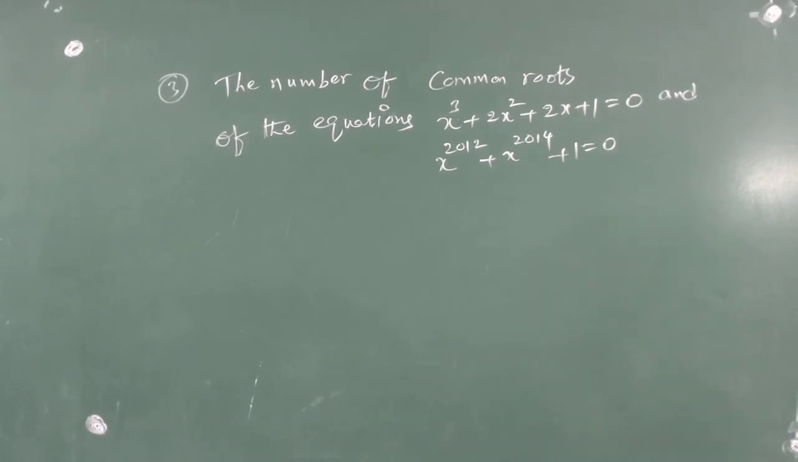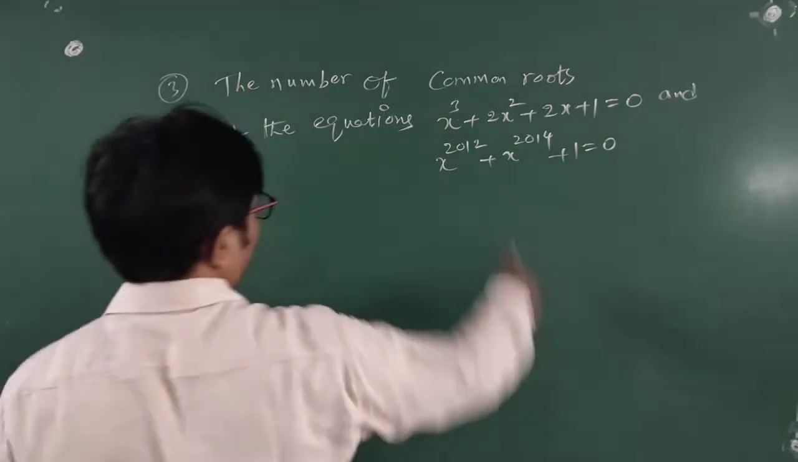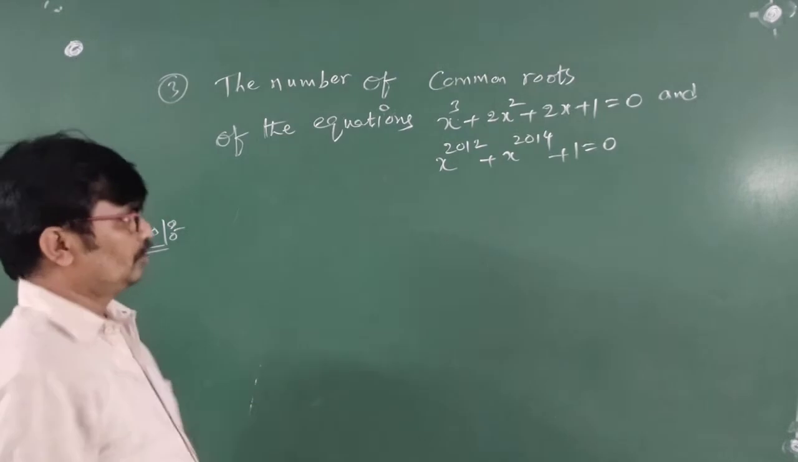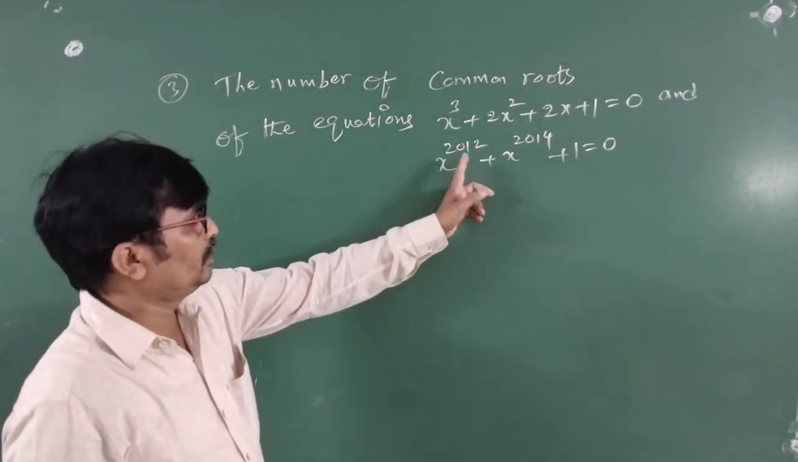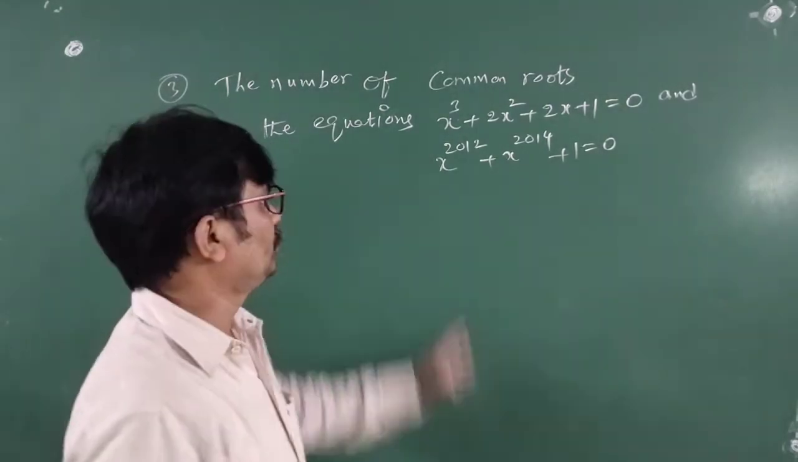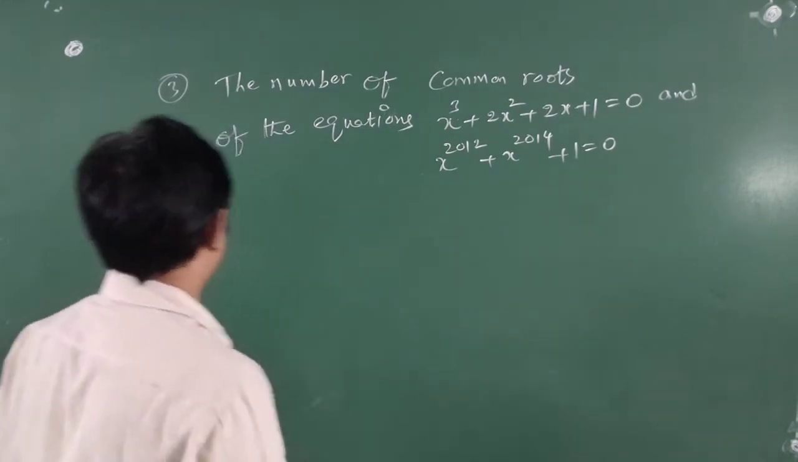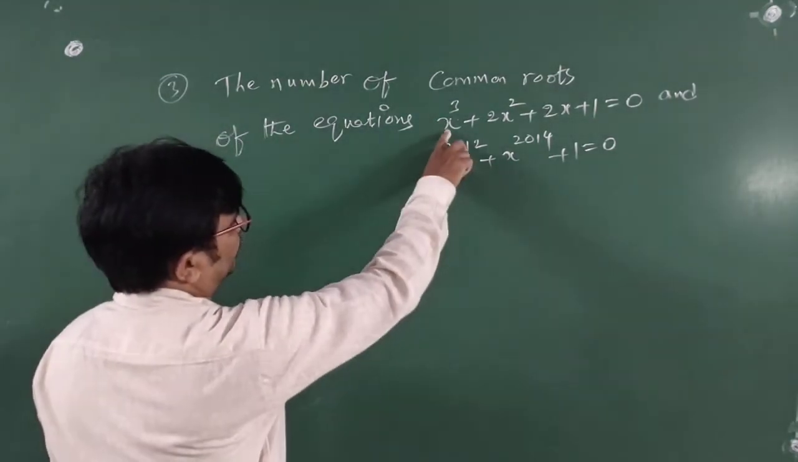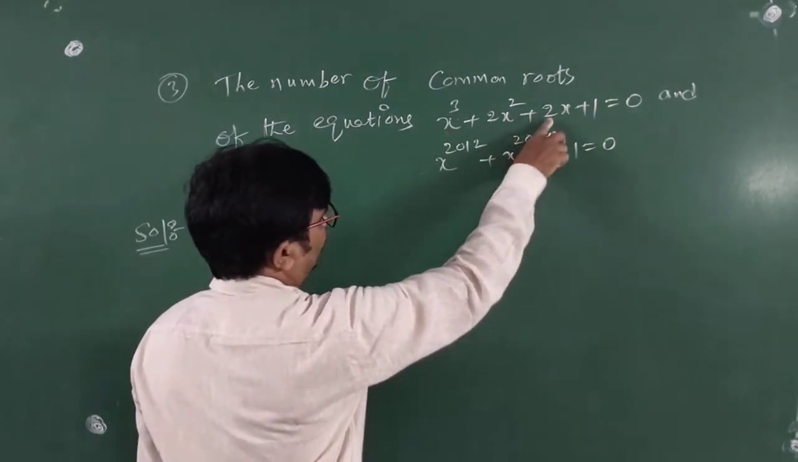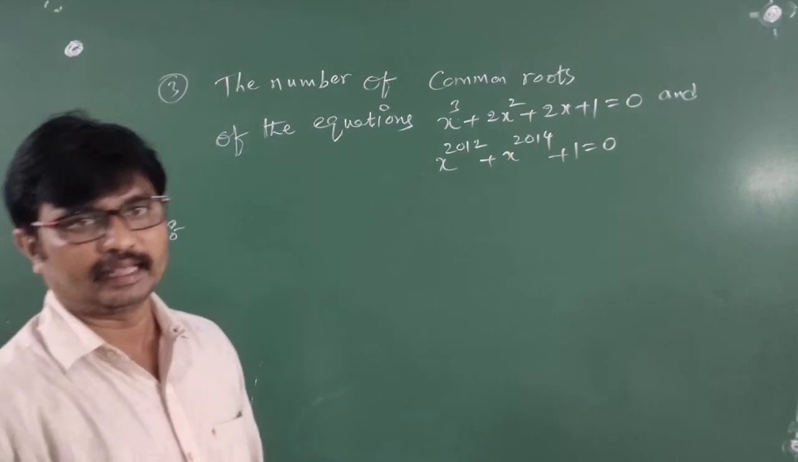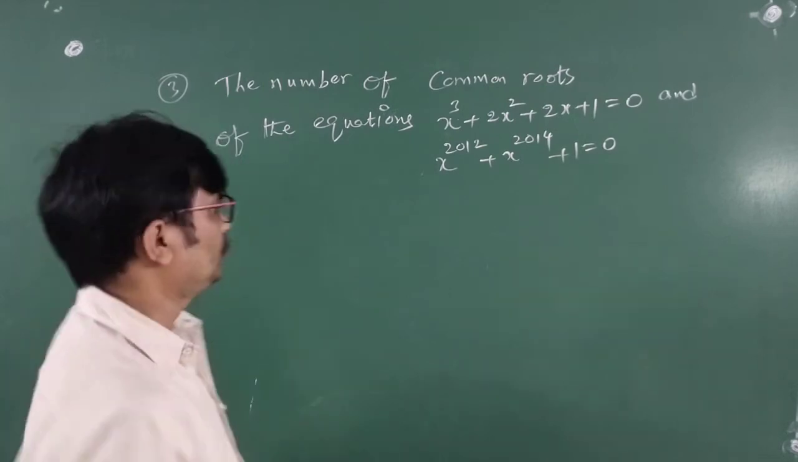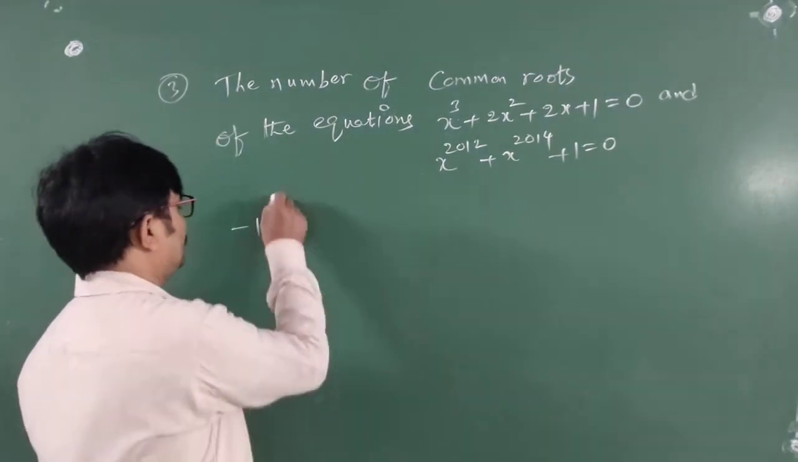So students, what we observed, the first equation is of degree 3, so it has three roots. Here the highest power is 2014, so it has 2014 roots. So how many are the common roots? When we take x equal to -1, -1 plus 1 cancel, plus 2 and -2 cancel. By trial and error, we observed that -1 is one of the roots.